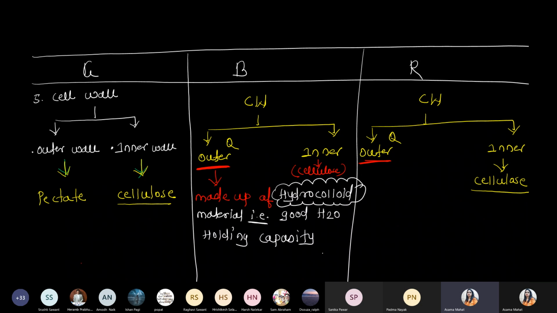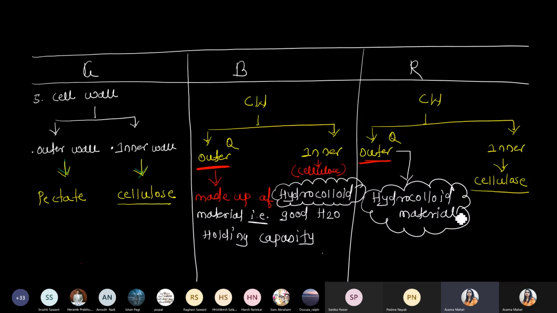Right? Now the same scenario with respect to the outer membrane of the red algae. The outer wall, the outer layer of the cell wall in the case of red algae, is again made up of the same kind of material, that is hydrocolloid material. And we just discussed the meaning of hydrocolloid material: material having good water holding capacity. It protects the body from drying and freezing, right? Because they have the capacity to create moist conditions, they avoid the stress condition. So hydrocolloid means good water holding capacity.